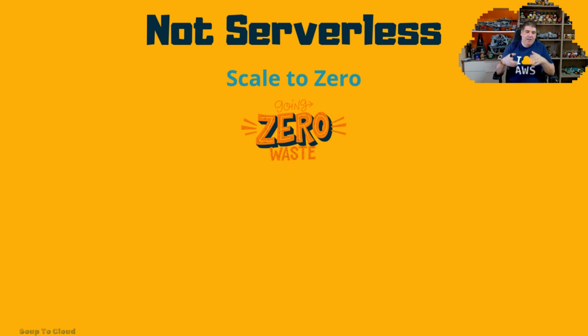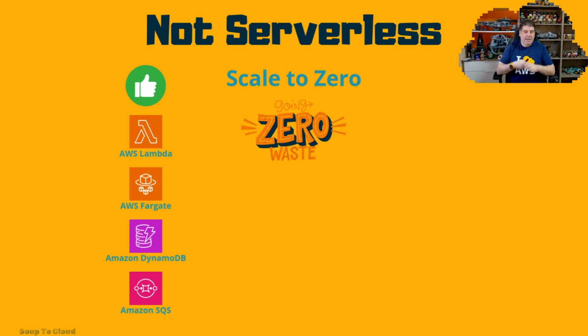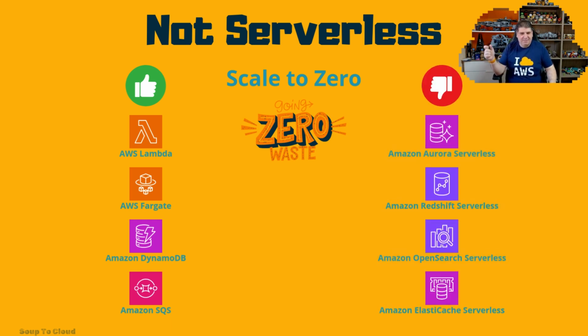They don't scale to zero. For example, a lot of services scale to zero, like AWS Lambda, Fargate, DynamoDB, SQS. When you use these services and you don't have compute use, you don't pay anything. Maybe you only pay for the storage for these services, but not the price for running these servers, because they are not running, they are scaled to zero. But now a lot of new services with the serverless name, like Amazon Aurora Serverless, Amazon Redshift Serverless, OpenSearch Serverless, Elasticsearch Serverless, don't scale to zero.